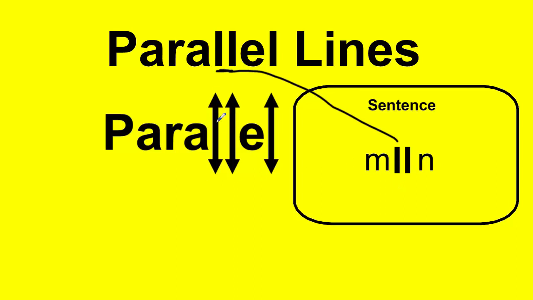So for instance, if I was talking about these two lines, if this was line M and this is line N, well, this lets me know that these two lines are parallel, even though they didn't have the symbols on it. But if they were telling me this information, then I know I could go in and draw the symbols if I wanted to say that they are parallel to each other. And that's all you need to know for parallel lines.